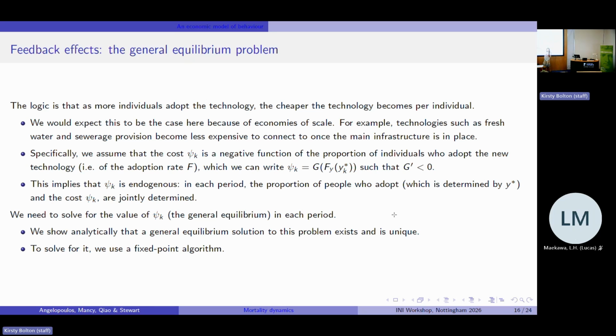So when I use the term equilibrium, partial and general equilibrium here, it's not in relation to the start and end points of the S shape, it's in relation to whether we have this feedback or not in the system. So we show analytically that the general equilibrium solution to this problem exists and is unique. So when we get a solution computationally, we know that we've got the only solution, not one of hundreds of possibles. And then to solve it, we use a fixed point algorithm.